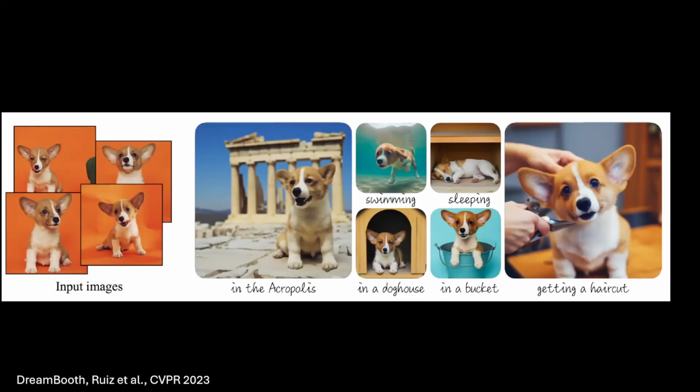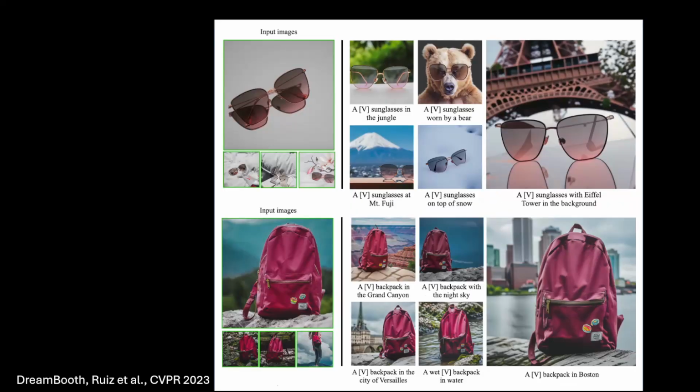So if I look at some pictures from DreamBooth, it's kind of a similar approach, right? You take pictures of your cute pet and you say, show me him in the Acropolis, or in a doghouse, or getting a haircut, right? And here you see the same kind of idea, where this V is playing the role of the identifier, and then you've got the class noun, right? So it's like saying these are V sunglasses. So you say a V sunglasses worn by a bear, or a V sunglasses with the Eiffel Tower in the background, and this is a V backpack, right? So it's maybe a little bit more finely detailed in terms of telling it what the class noun should be.